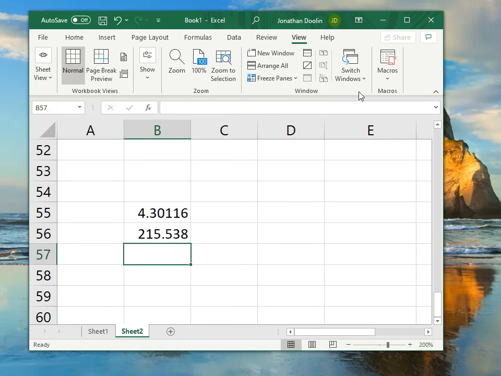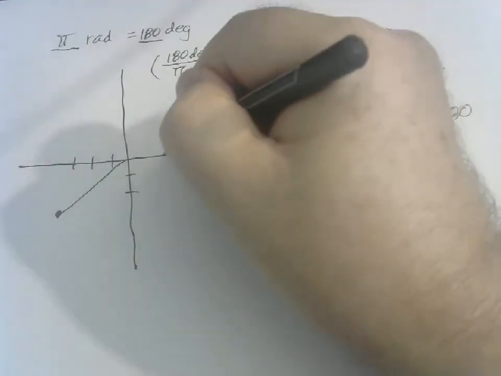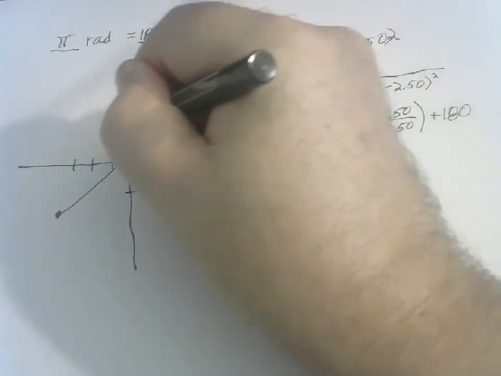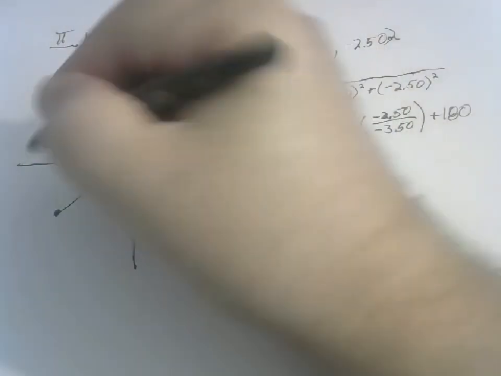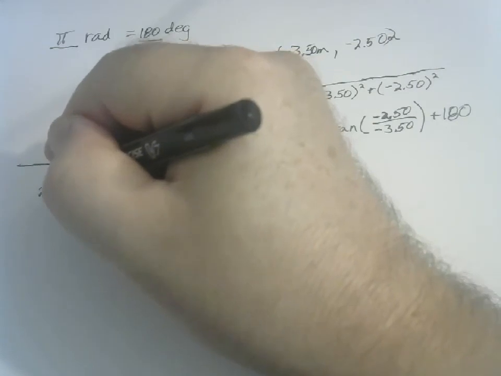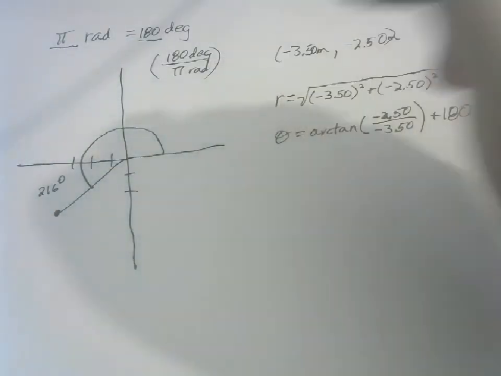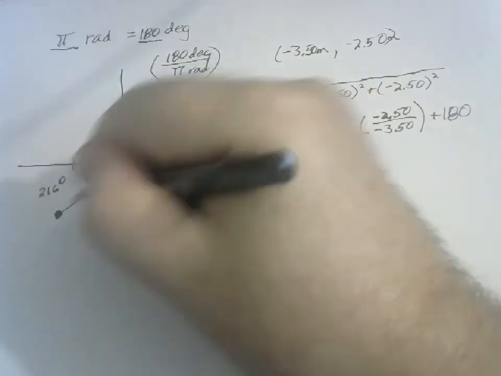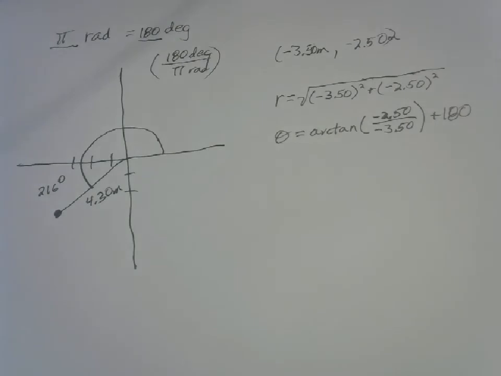So where is that angle? On the diagram, that's going to be here. That's 180, 215, 200. They just round it to 216 degrees in the text, and they give r as 4.30 meters. So that is the polar coordinates of that point.